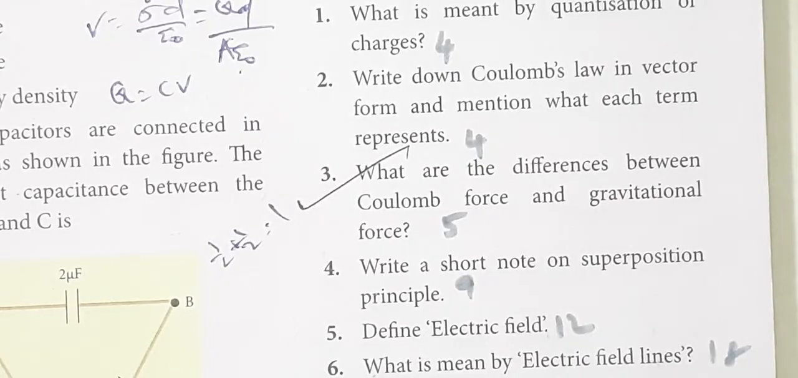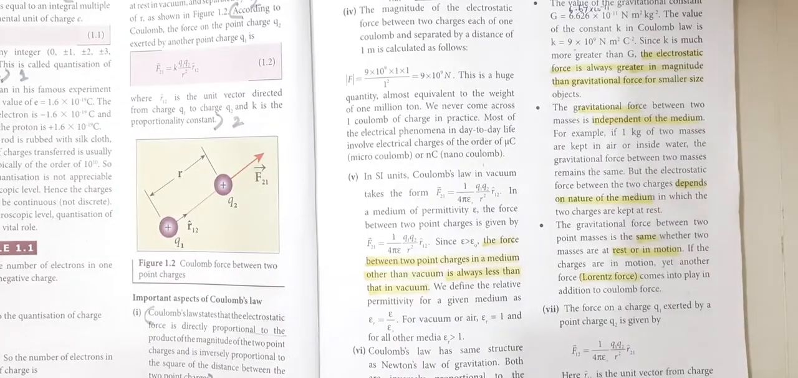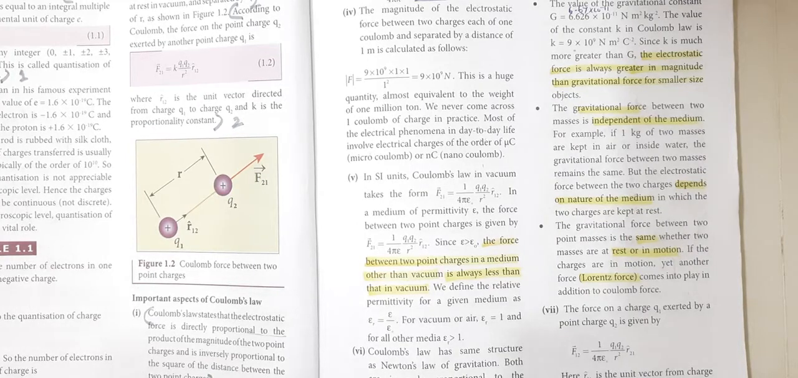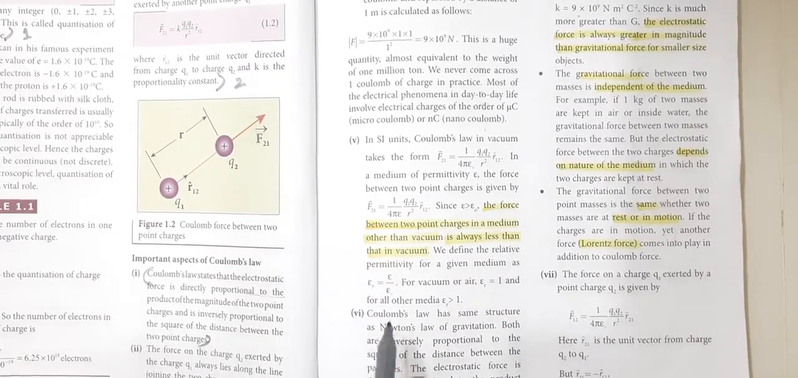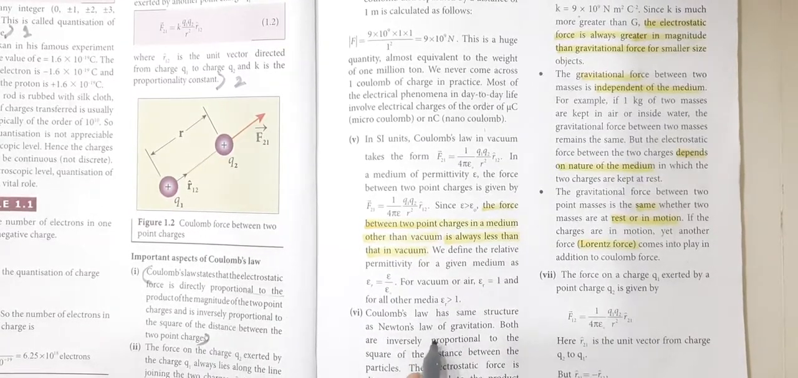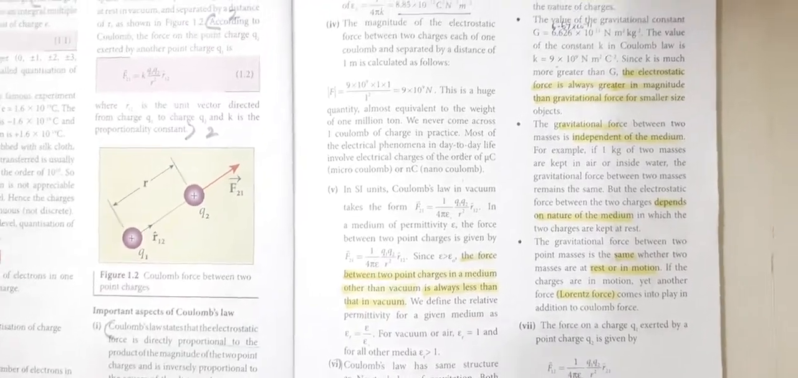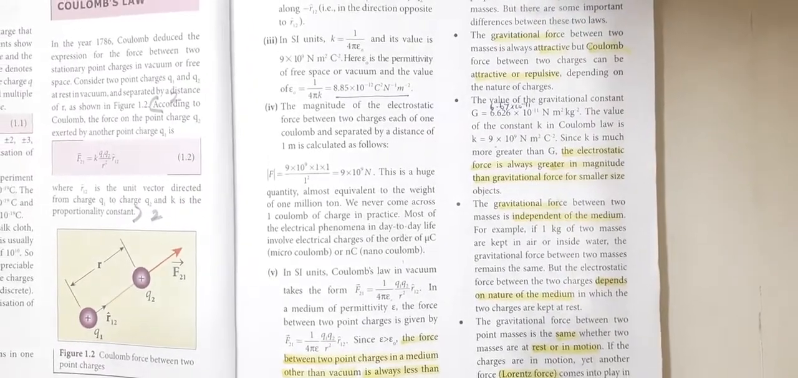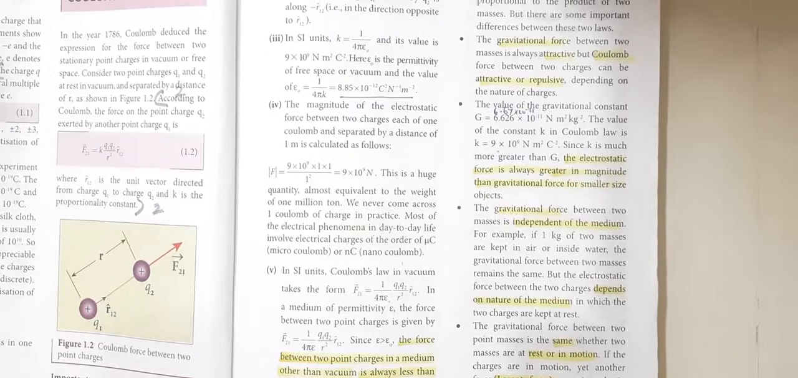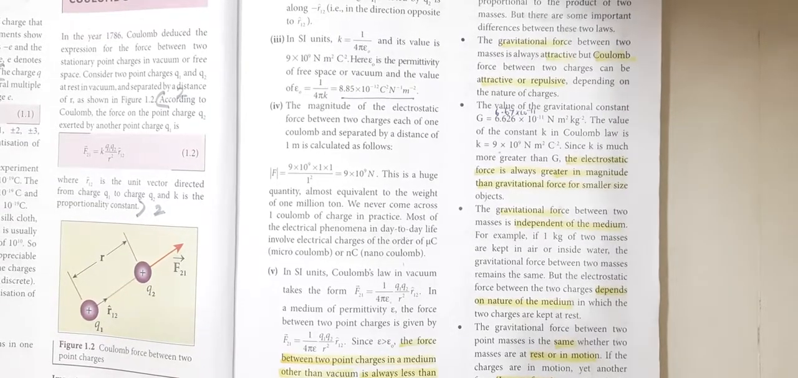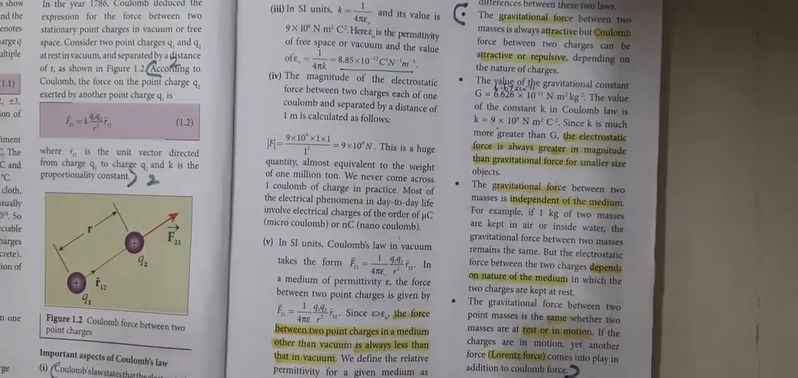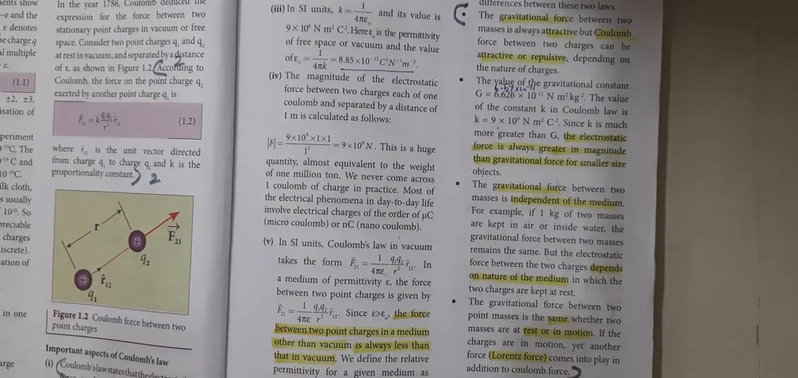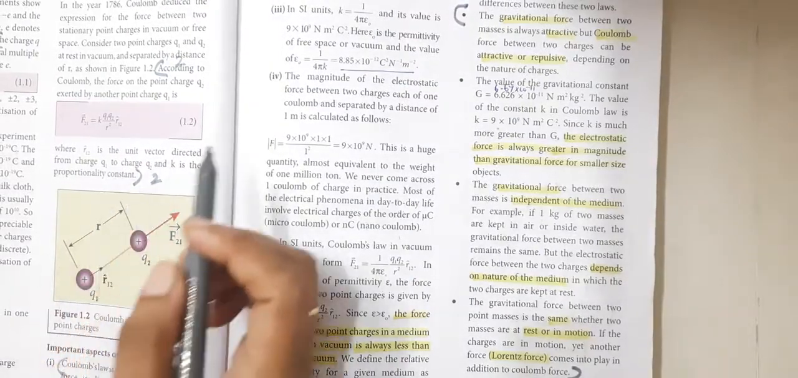The next question is, what are the differences between Coulomb force and gravitational force? This is on page number 5. Listen, under the important aspects of Coulomb's law, the last point is the answer for this question. Coulomb's law has the same structure as Newton's law of gravitation, and the 6th point has various sub-points also, that we can write by putting two columns. One side gravitational force, the other side Coulomb force. So actually you have to mention from this point to this point. They can ask this as a 3 mark question. Okay, this is question number 3.